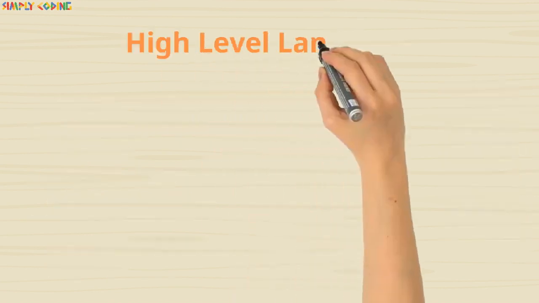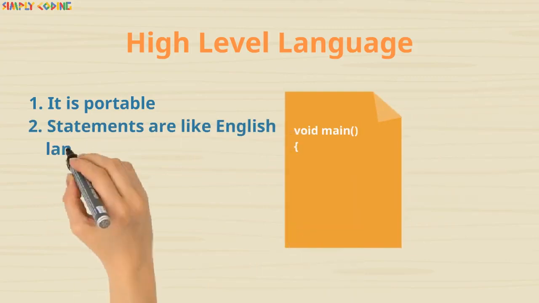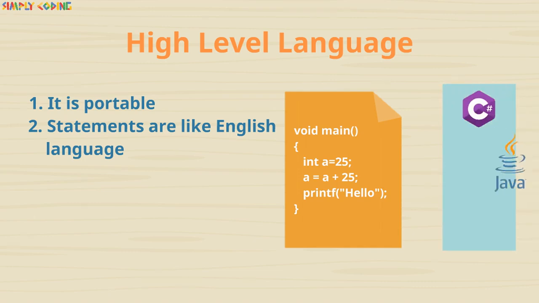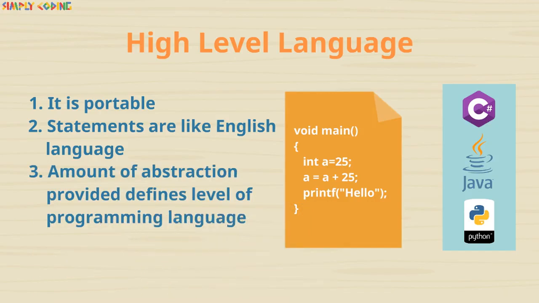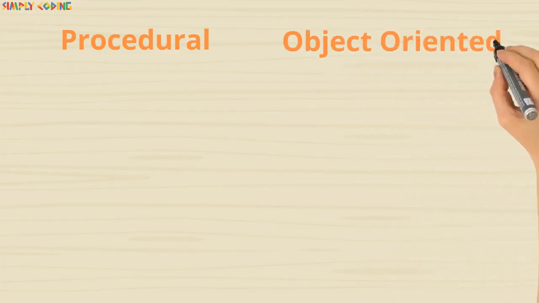Now let's take a look at high-level languages which are portable and statements are in English-like language, making it convenient to use. These include C#, Java, Python, etc. The amount of abstraction provided defines how high-level a programming language is. The high-level languages are also of two types, procedural language and object-oriented language.